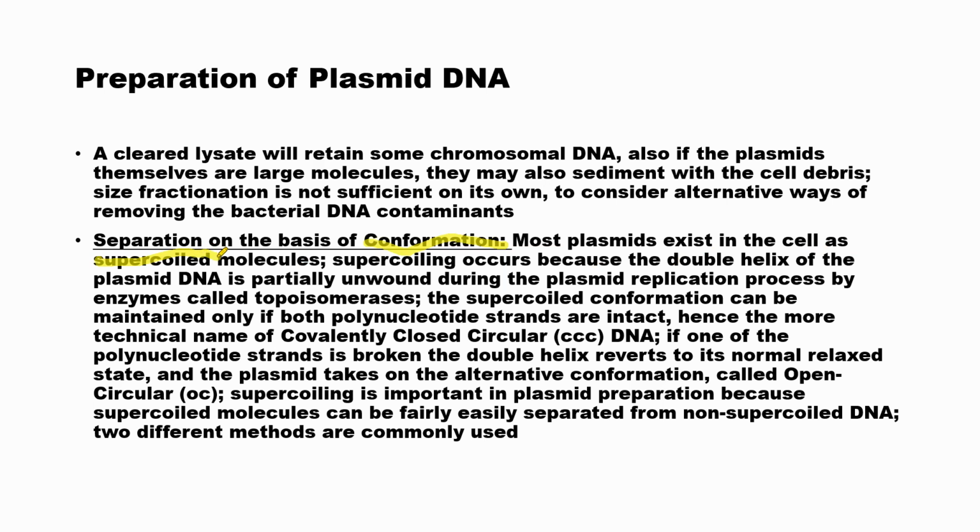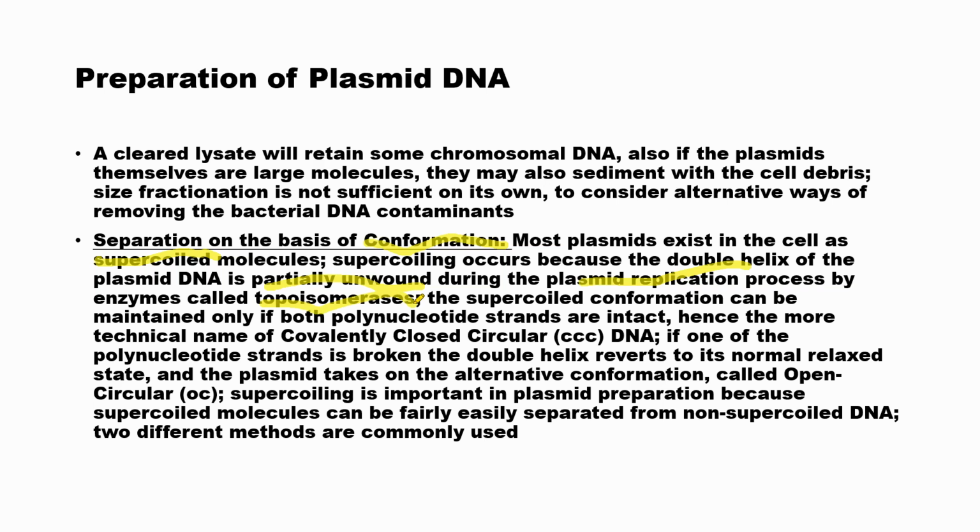Fine. So both, as we have already said, plasmids and chromosomal DNA may occur as almost circular in shape. Plasmids are more circular, whereas chromosomal DNA can also be circular. In addition to circular, plasmids may appear as supercoiled molecules. Now, why is the supercoiling happening? Supercoiling occurs because the double helix of plasmid DNA is partially unwound during the plasmid replication process by the topoisomerase enzyme.